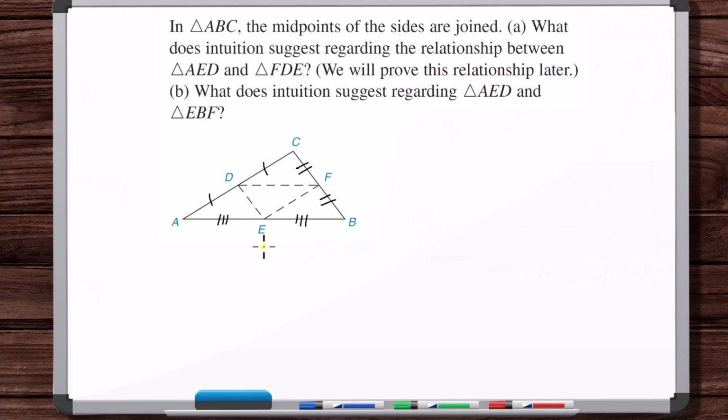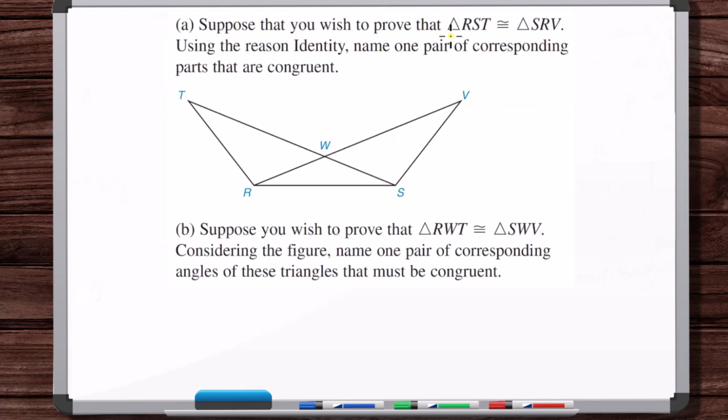So I don't know. Suppose that you wish to prove that triangle RST is congruent to triangle SRV. Using the reflexive identity, name one pair of corresponding parts that are congruent. So it's something that's congruent to itself, in the sense that if we're comparing triangle RST to triangle SRV, then these two sides are congruent. Side RS is congruent to itself.